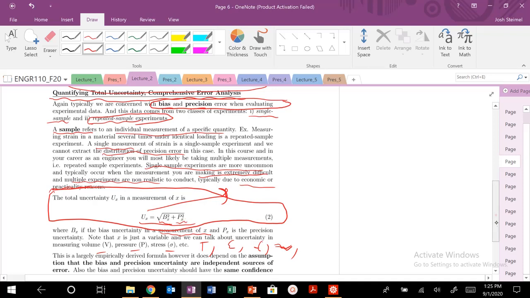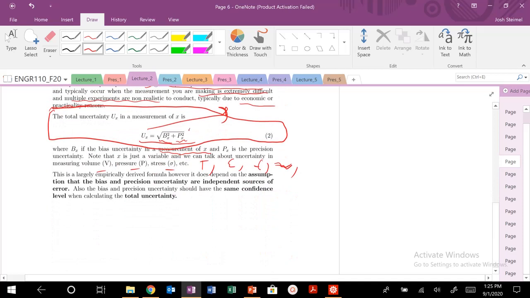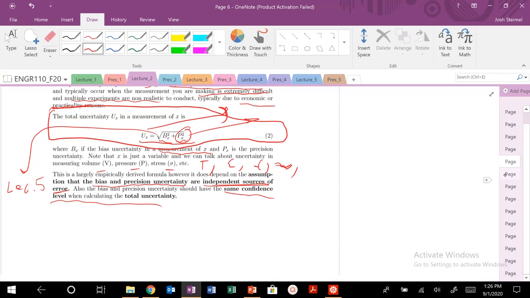We're going to start with calculating precision error first. In lecture 5, we're going to talk about how you calculate the bias error, propagating error. That'll be a little bit more difficult, but we'll get to that in a bit. One key assumption in this equation is that the bias and precision uncertainty are both independent sources of error, so they're not related. And we're using the same confidence level when calculating that total uncertainty. You'll understand a little better what that means when we do some examples.